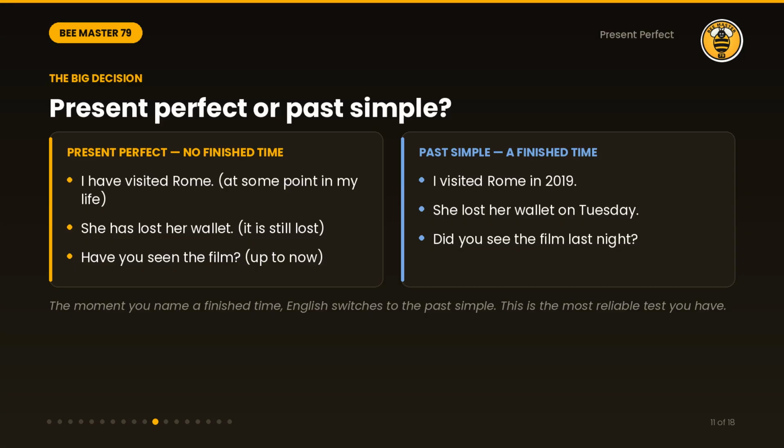In every pair, the left sentence has no finished time attached to it, so it stays connected to now. The right sentence names a finished time, and the moment you do that, English switches to the past simple. So here is your test, and it is the most reliable one you have. Look for a finished time expression. If there is one, use the past simple. If there is not, and the action still matters now, the present perfect is your tense.